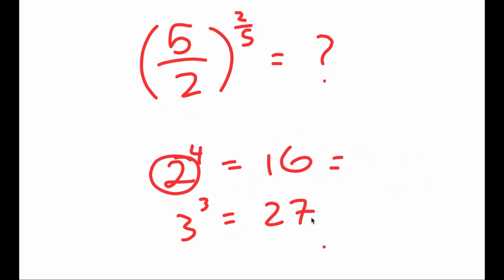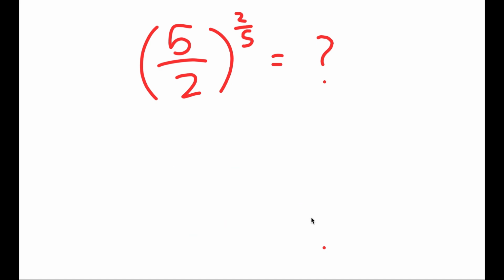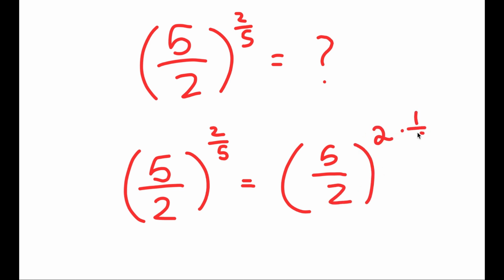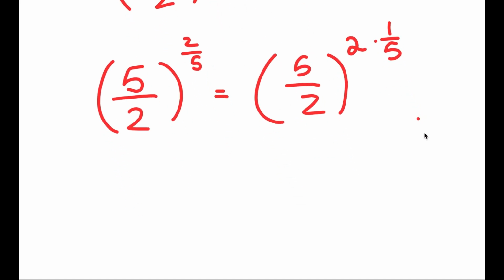But now for this problem, we have a fraction. So how are we even going to go about this? Well, I'm going to first start by rewriting this as (5/2) to the power of 2 times 1/5. So I rewrote 2/5 as 2 times 1/5.